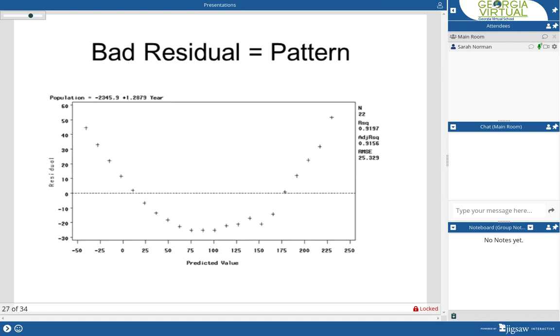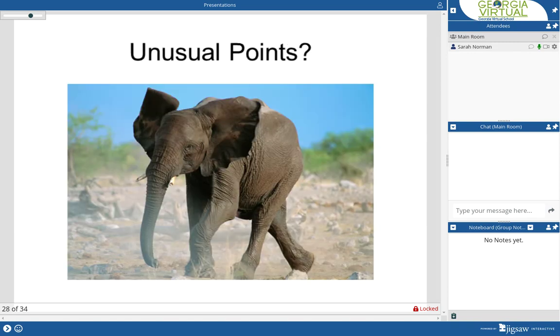Here's another bad residual. This is a very, very clear pattern. It looks like a parabola. This would indicate that a linear regression is probably not a good regression for this set of data.